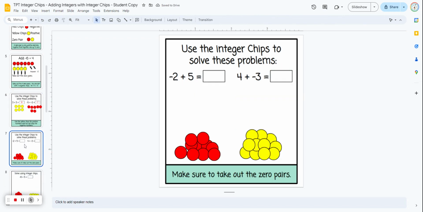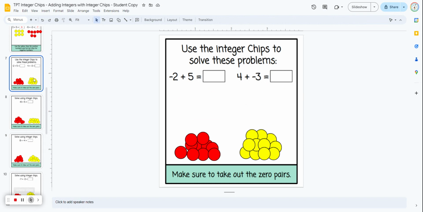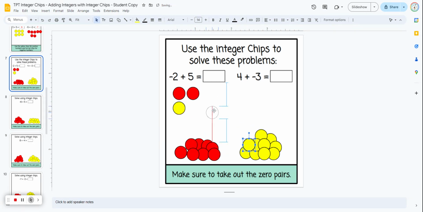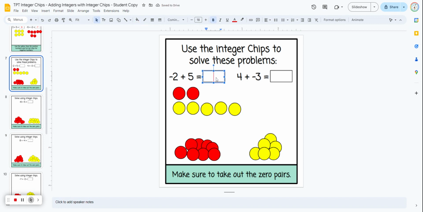Now the slides remaining, students are going to just add all of these problems together. They've got one negative, one positive. So here if we have -2, again click and hold, move these into place. And we want to line them up so that we can take out the zero pairs. So we have 2 negatives or 2 red, 5 positives or 5 yellow. And if they take out the zero pairs, they're left with their answer of +3.